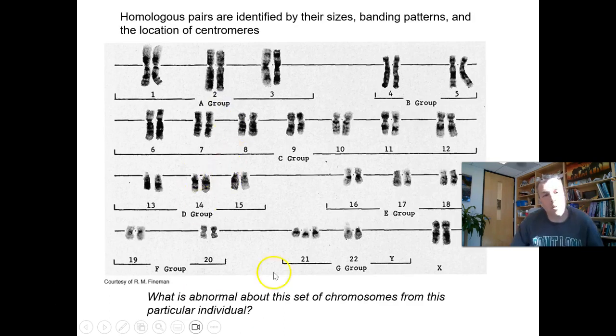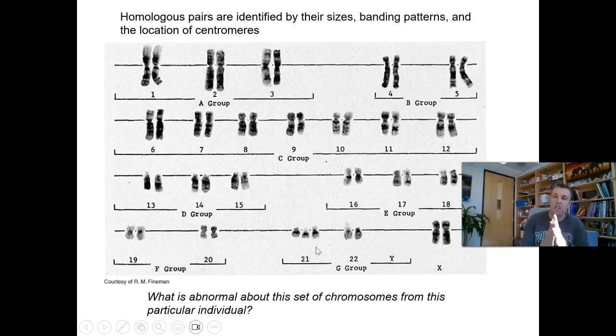All right, and when we talk about a karyotype, it's basically just looking at all the different chromosomes, and so looking at the pairs. There's a homologous pair for chromosome 1, a homologous pair for 2 and 3, all right? And we can look at this for all the chromosomes. What's abnormal about this set of chromosomes from this particular individual? Well, you can see that this individual actually has 3 of chromosome 21. We call this trisomy 21, which is more commonly referred to as Down syndrome.